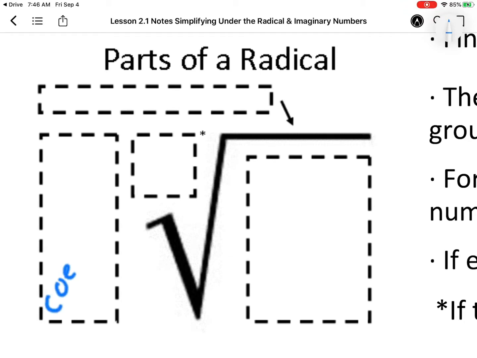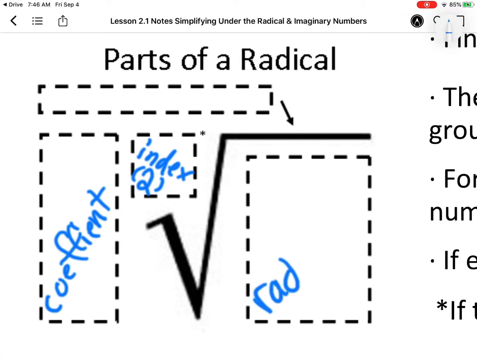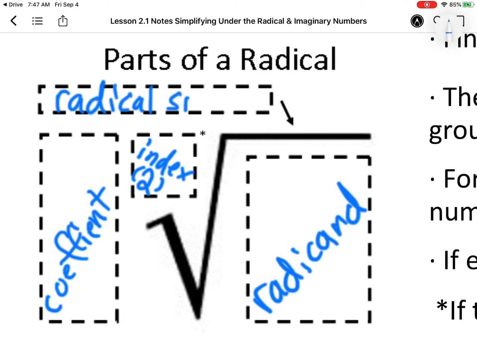So the first part you get to is the coefficient. The next part you get is the little number right here, which is the index. If you do not see a number in this position, it is always 2. The number underneath the radical is the radicand. And then the actual symbol itself is called the radical sign.